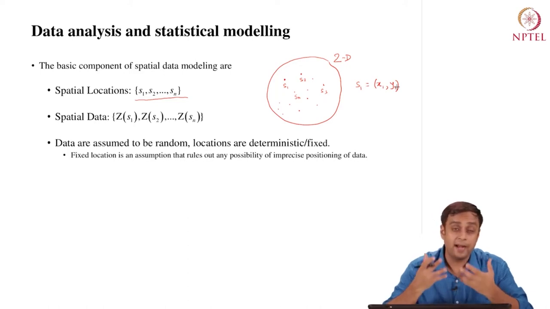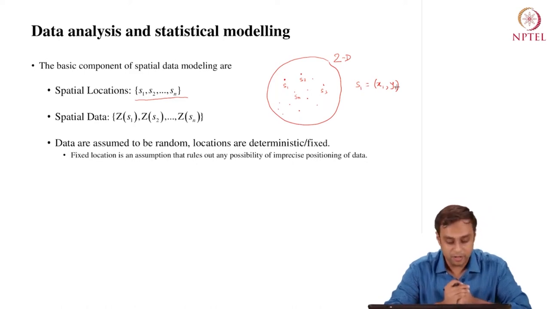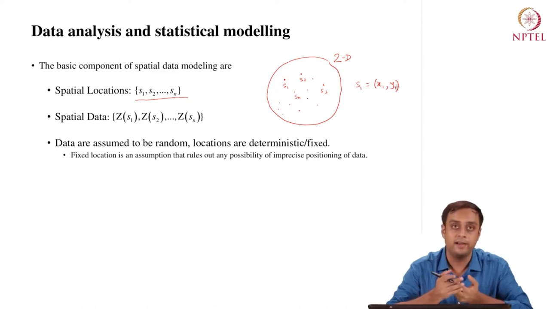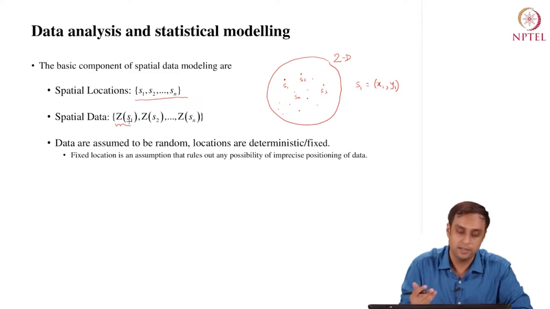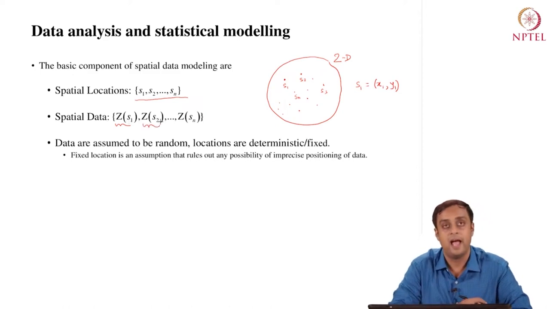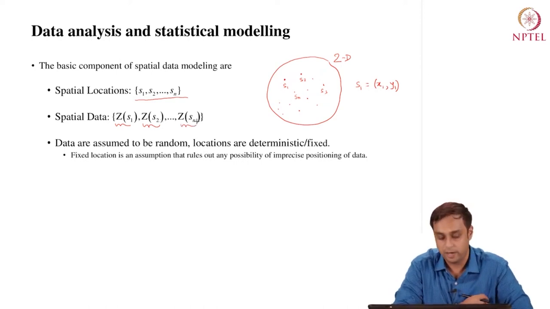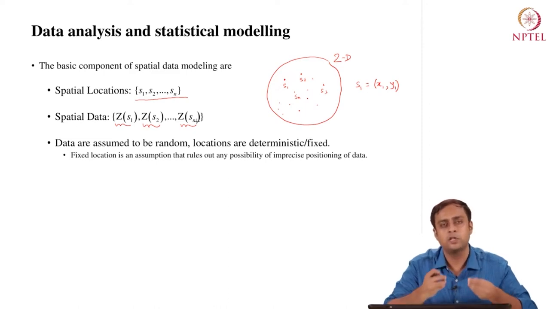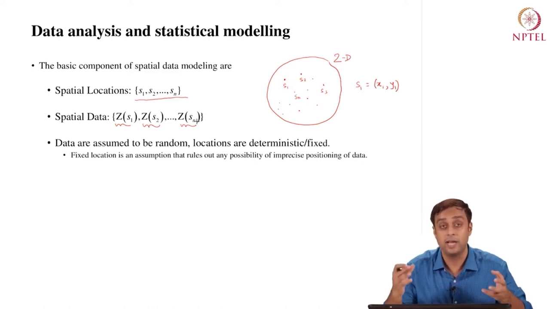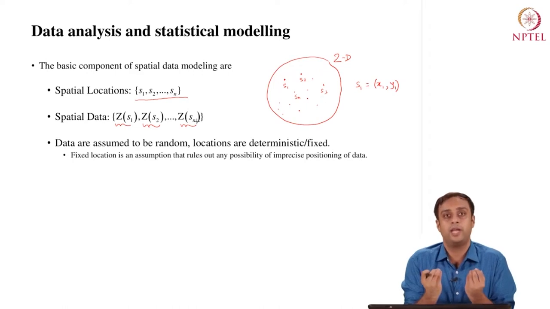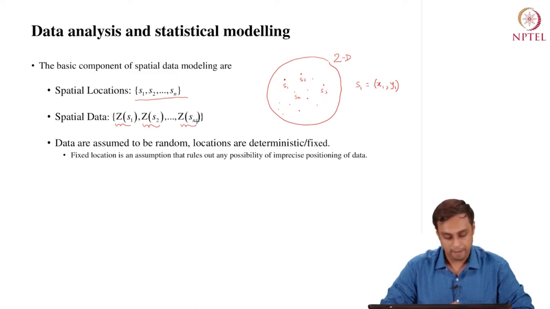And then at these locations, we actually observe spatial data. So these spatial data are then articulated as value Z observed at location S1, value Z observed at location S2, and so on, value Z observed at location Sn. So the uniqueness or the distinctness of spatial data that is observed at different locations is derived from the virtue of the location itself. That's the basic component of spatial data analysis, right?